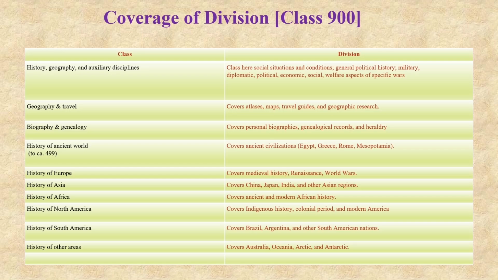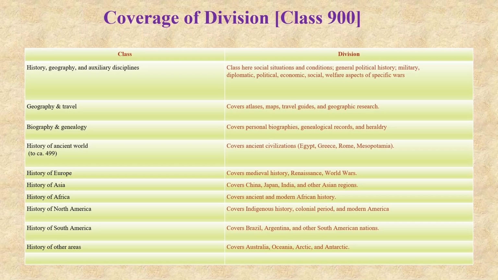Class 940 in the Dewey Decimal Classification, DDC 23rd edition, covers history of Europe, including major historical events, wars, cultural developments and national histories. It also includes World War I and II, medieval Europe and modern European history. Eastern and Western Europe have distinct class numbers. Each country's history is documented separately, making it easier for researchers.